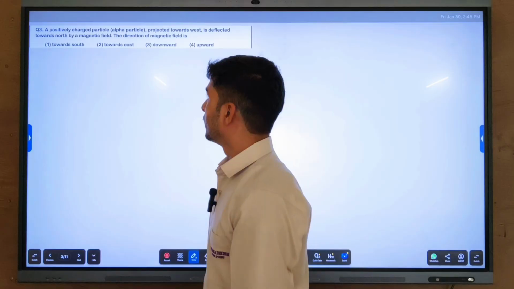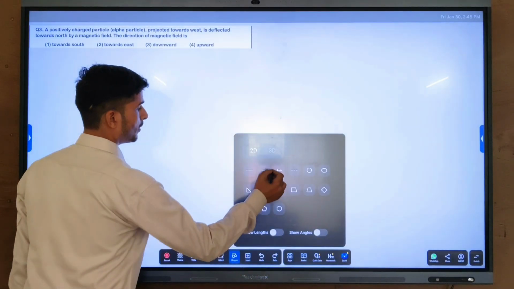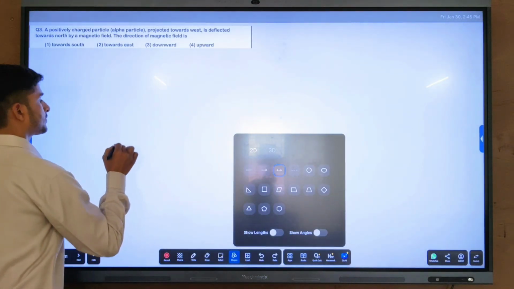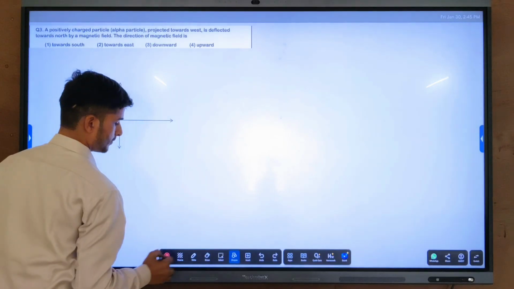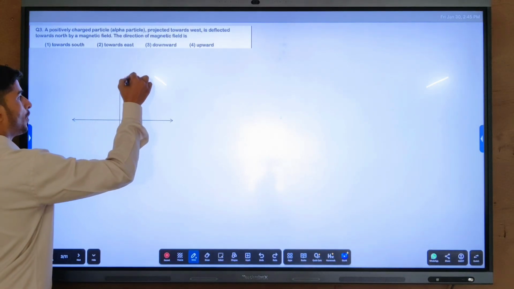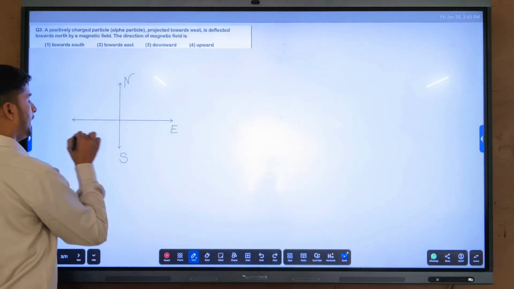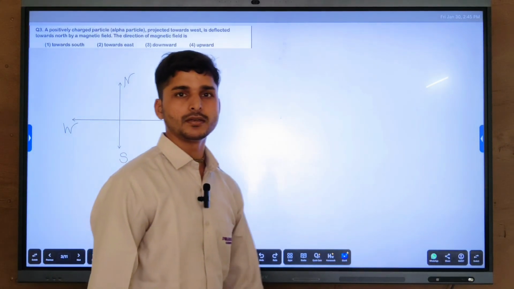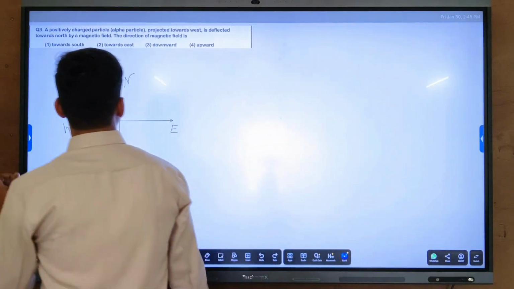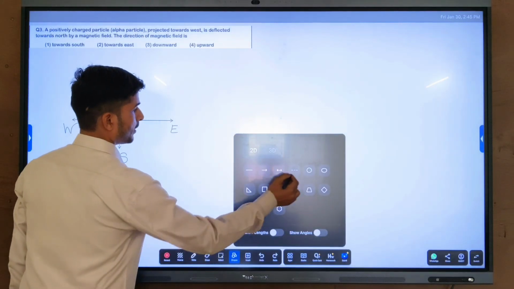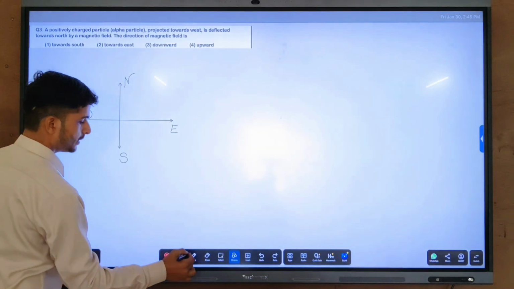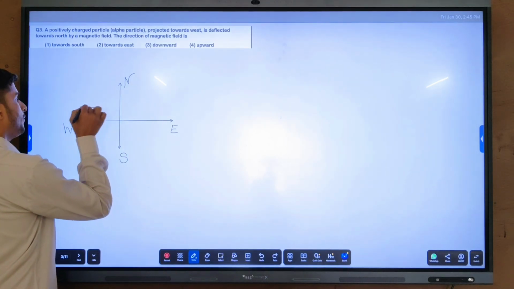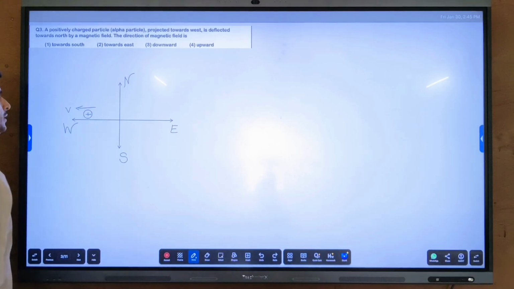This question number 3, we know all. We have 4 directions. This one is north, south, east, and west. And it is saying that a positively charged particle, alpha particle, is moving towards west. एक पार्टिकल है, पॉजिटिव चार्ज है और वो किधर की ओर जा रहा है? वेस्ट की तरफ चल रहा है, यानी कि इसकी वेलोसिटी किधर की ओर है? वेस्ट की तरफ है. और ये डिफ्लेक्ट हो रहा है नॉर्थ में.